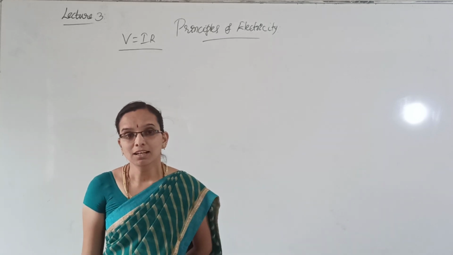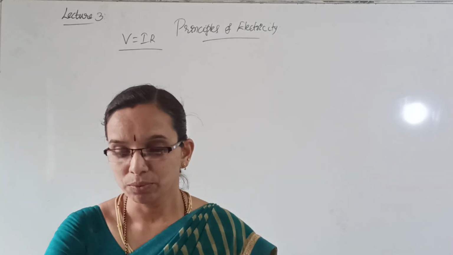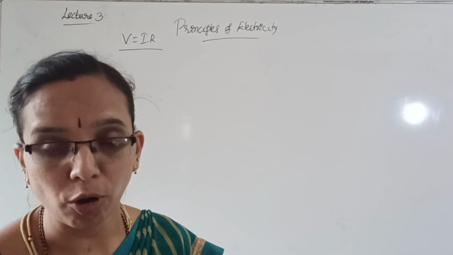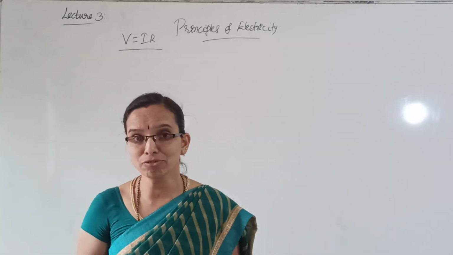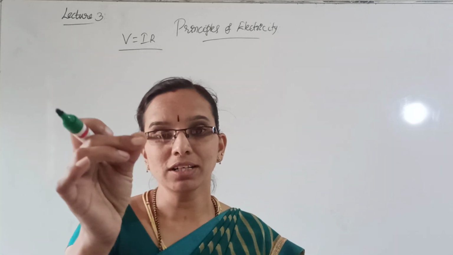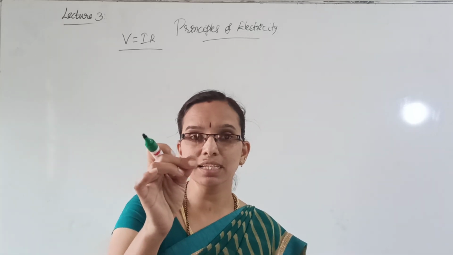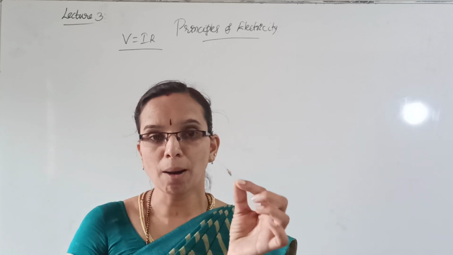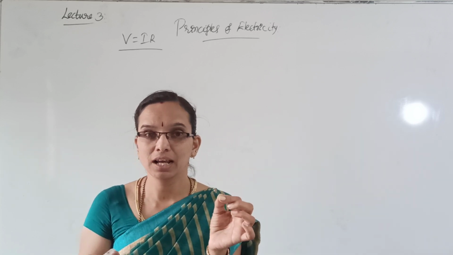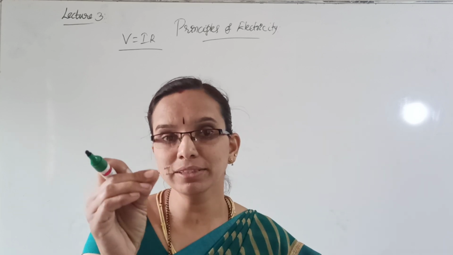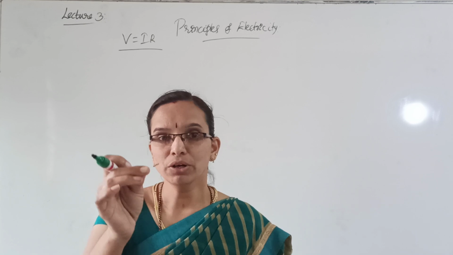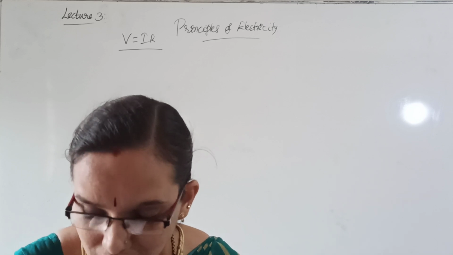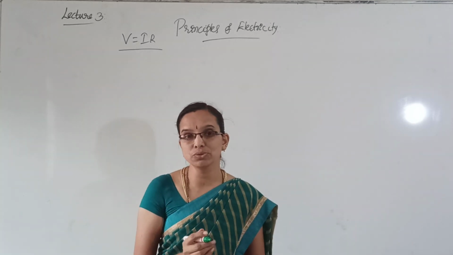See, resistance is the property of the conductor which opposes the flow of current, right? This is what your resistors look like. A resistor is a component which opposes the flow of current or which is used to limit the flow of current. This is how your resistors look like. Okay. See, as I have told you, resistors are used to limit the current.